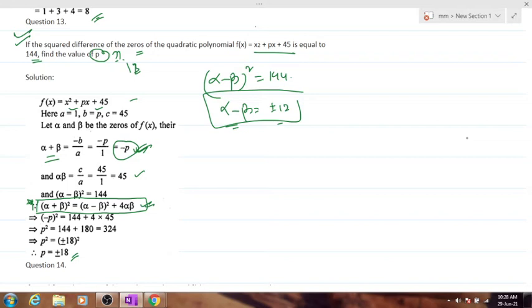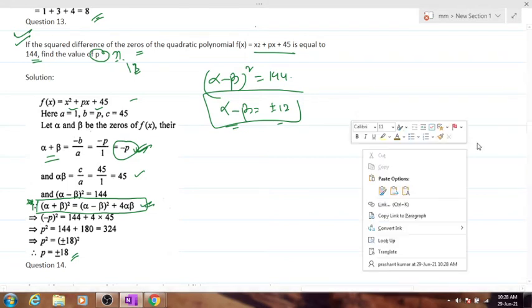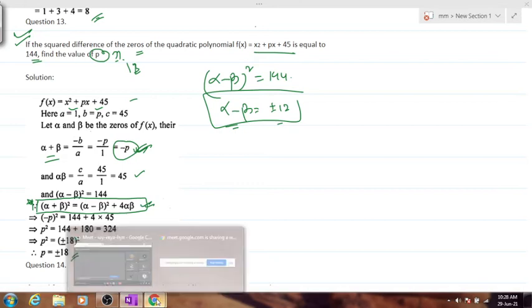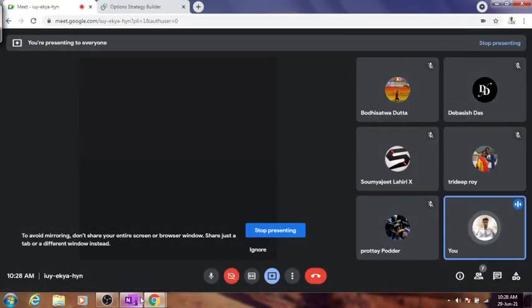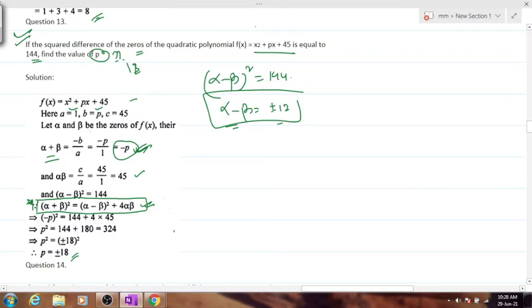Can you move on to the next numerical, 14? Kindly confirm. If people are done with this, any students who have any doubt regarding this numerical, please confirm. Yes or no?